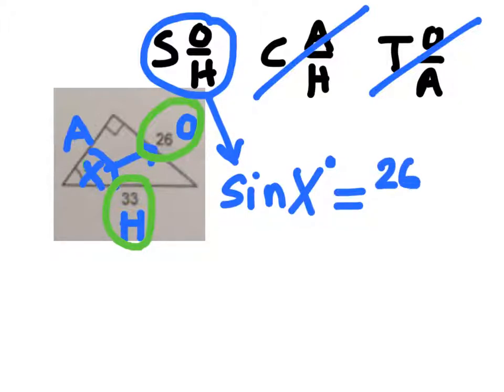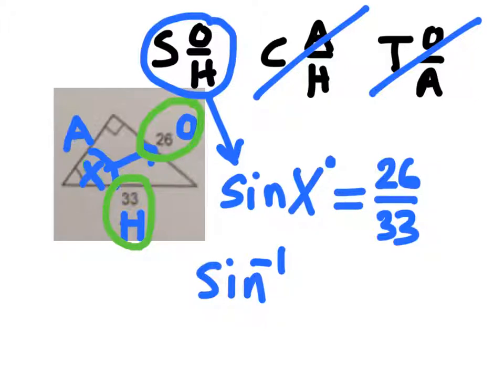So I looked at my picture. The opposite is 26. The hypotenuse is 33. And now I have to finish this one. To finish it, we don't cross multiply. We have to do an inverse operation. And a good way to think about that is it's almost like putting a car into reverse.